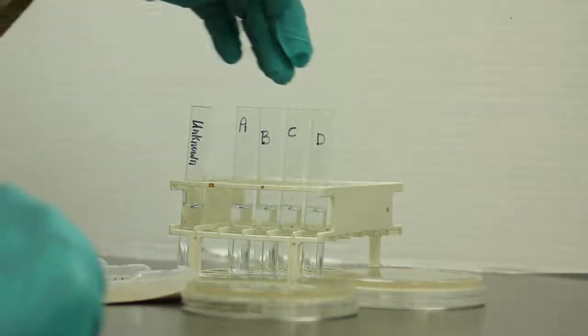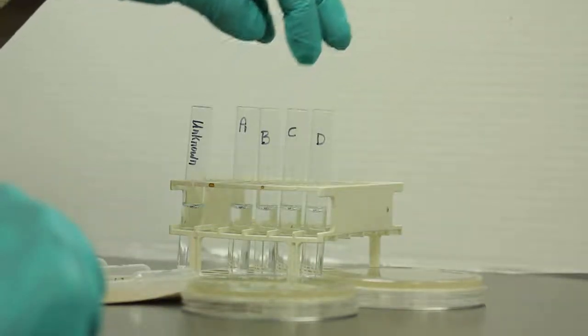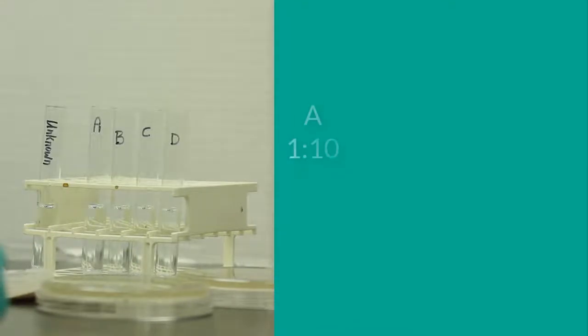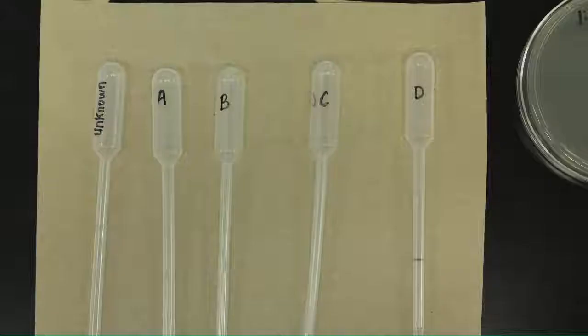We have 4 blank serial dilutions prepared, labeled A, B, C, and D. Tube A will be diluted to 1 to 10. Tube B would be diluted to 1 to 100. Tube C would be diluted to 1 to 1,000. And tube D would be diluted to 1 to 10,000. Once you have your tubes marked, it's also a good idea to mark your pipettes.